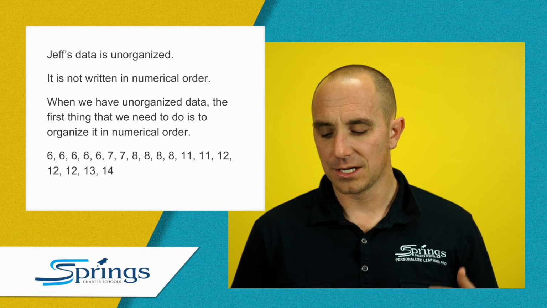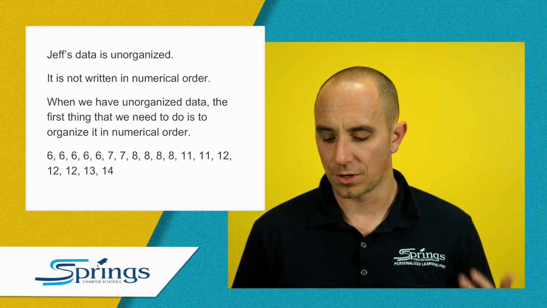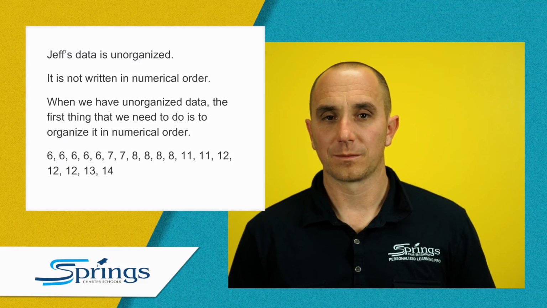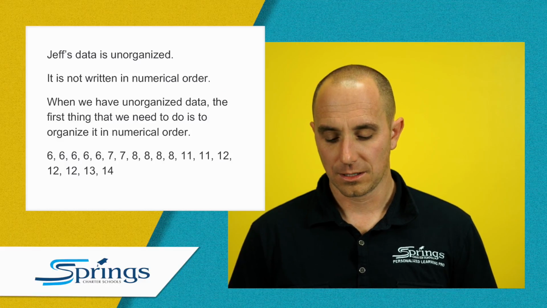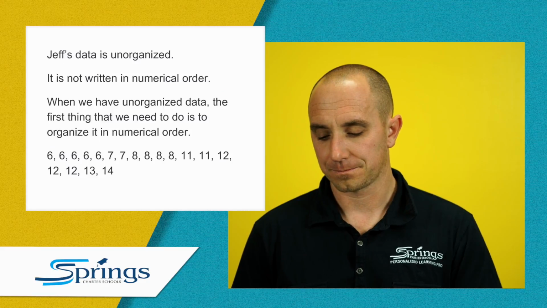So when we have unorganized data, the first thing that we need to do is organize it into numerical order. It's pretty simple. Basically you're just rewriting it from least to greatest. So you're just going to write all the 6s, 7s, all the way up to 14. Again, you can see our spread is from 6 to 14. That's our range.